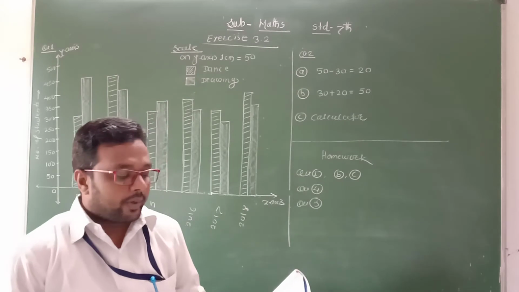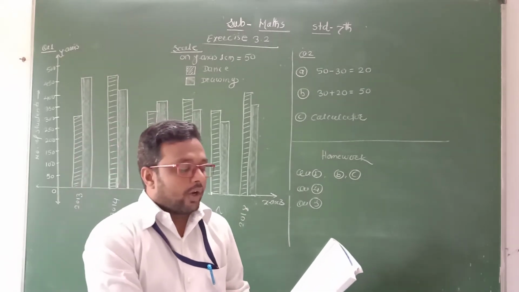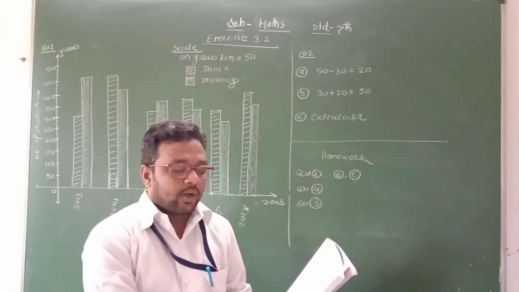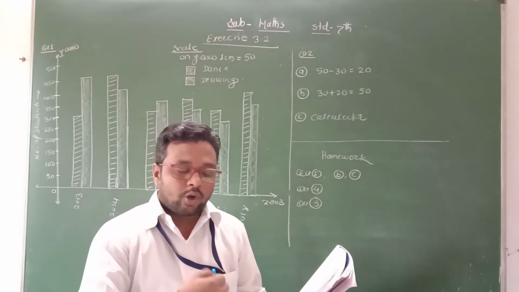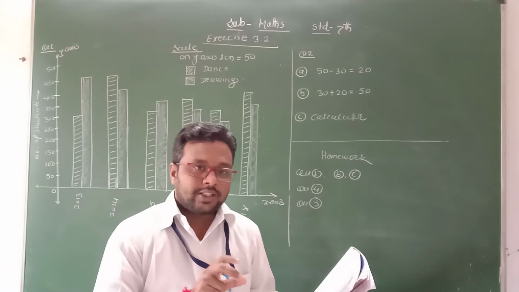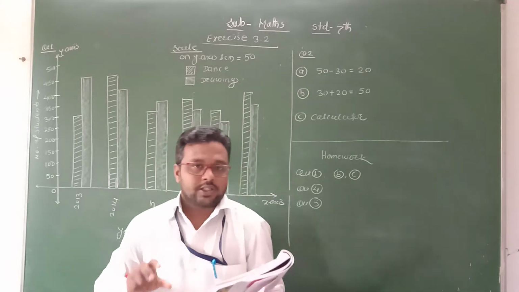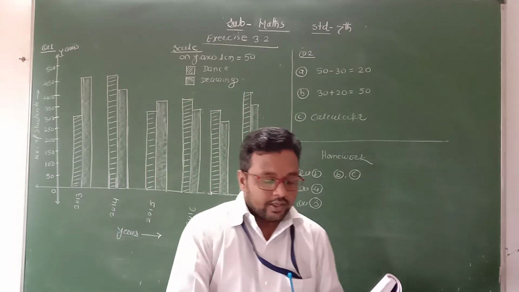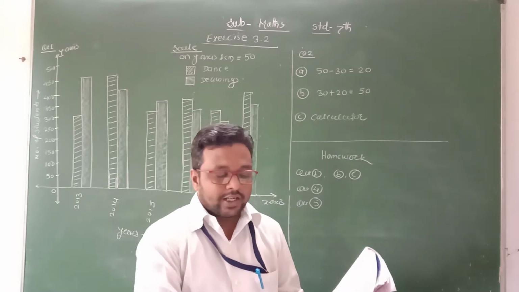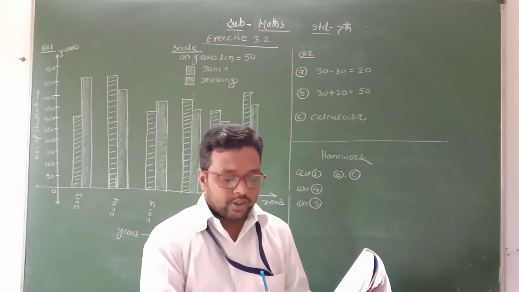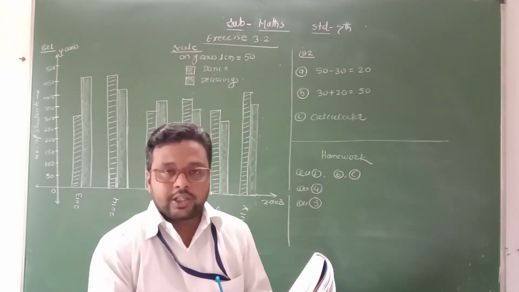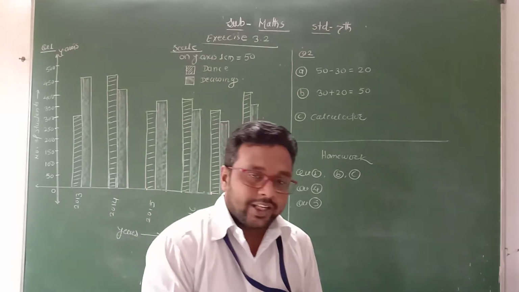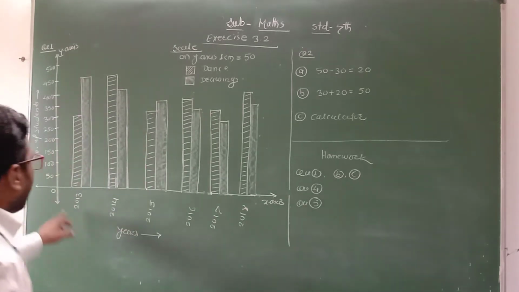Now what is the information given? Enrollment of students in dance and drawing courses. Two different courses are given here and their enrollments are given. For this information we have to construct the double bar graph. The years of enrollment, 2013, 2014, 2015, 2016, 2017, 2018, we have to mention on the x-axis.